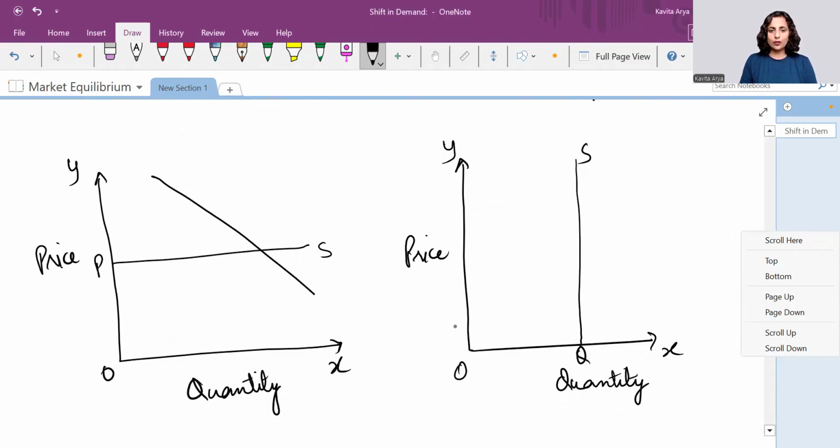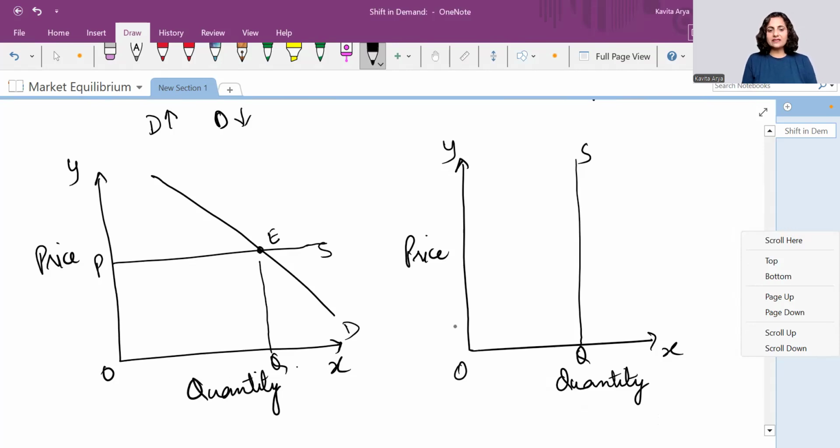How do we make the demand curve? The demand curve simply goes downwards, right? It is a negatively sloping curve. So if this is the condition, this is my equilibrium point and this is my quantity. So let us follow the instructions now. If demand rises, what happens? And if demand falls, what happens?